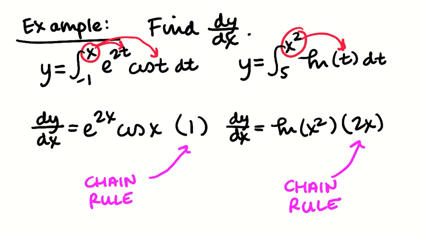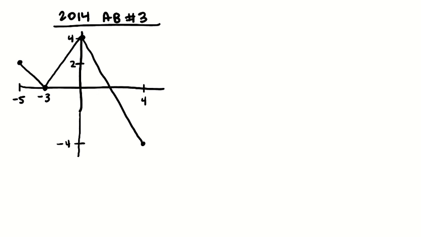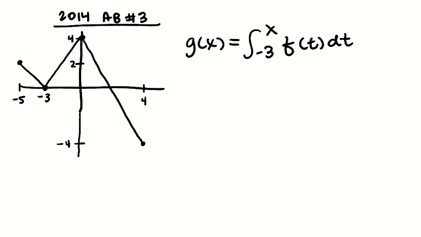Okay, the next thing we're going to do is going to be 2014 AB number 3. And you can find this, it's number 6 on your free response packet for this year. Okay, and it's going to tell you that g of x is a function defined by the integral from -3 up to x of f, where f is the graph pictured over here.